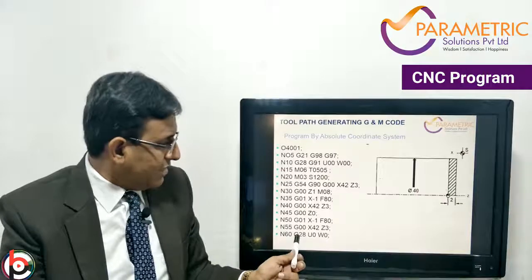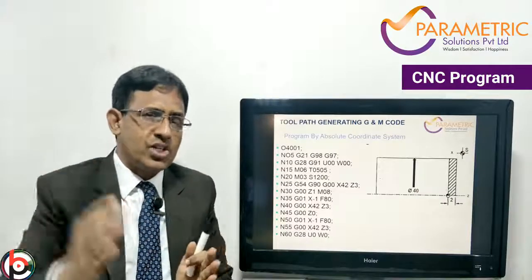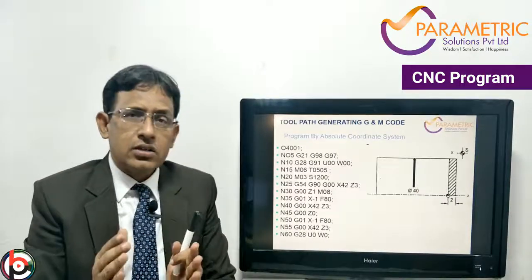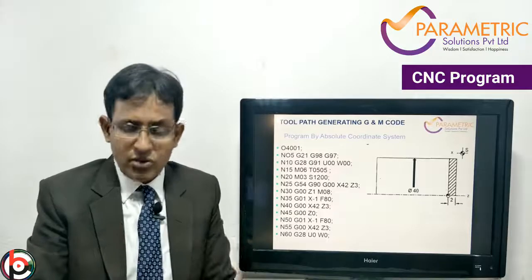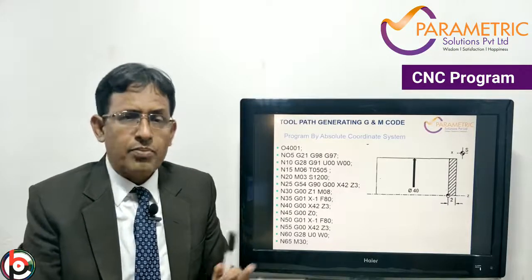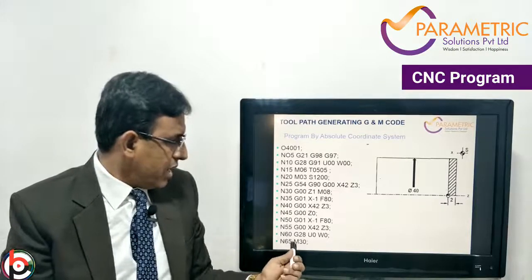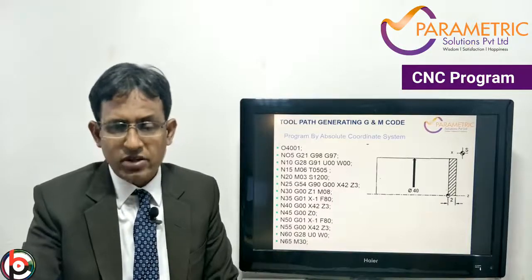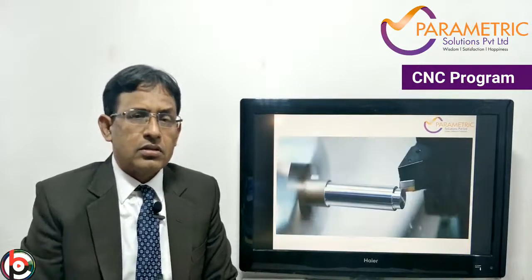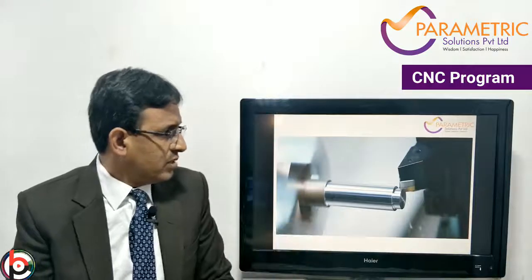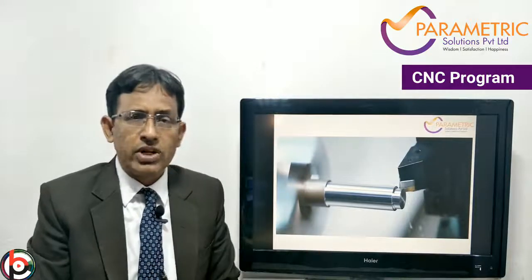Next the tool again moves to the home position, that is G28 G91 U0 W0. The program stops with M30, program end over here. So this is the example of facing. The picture is shown over here.